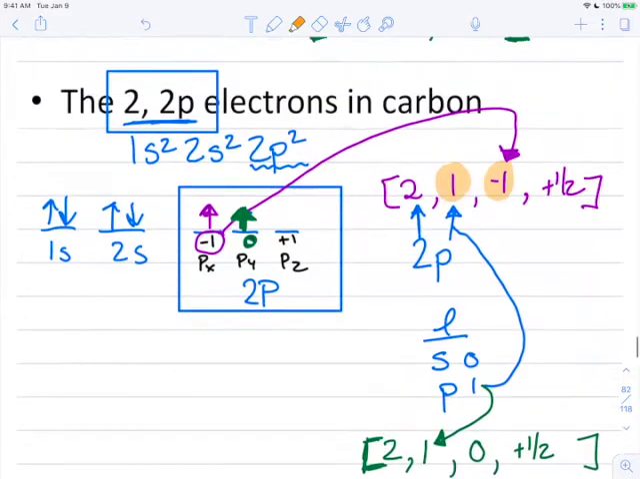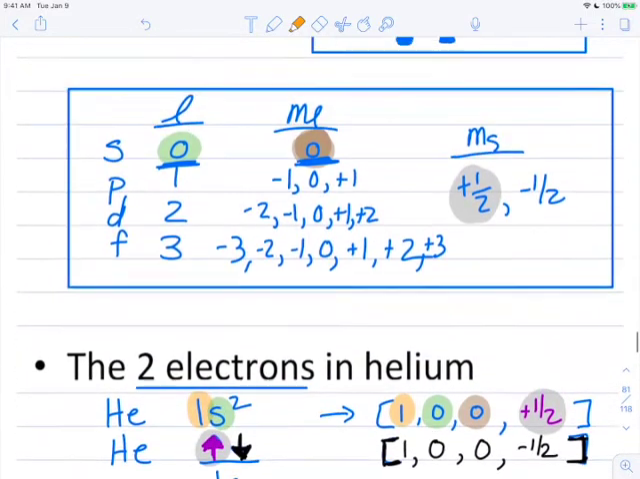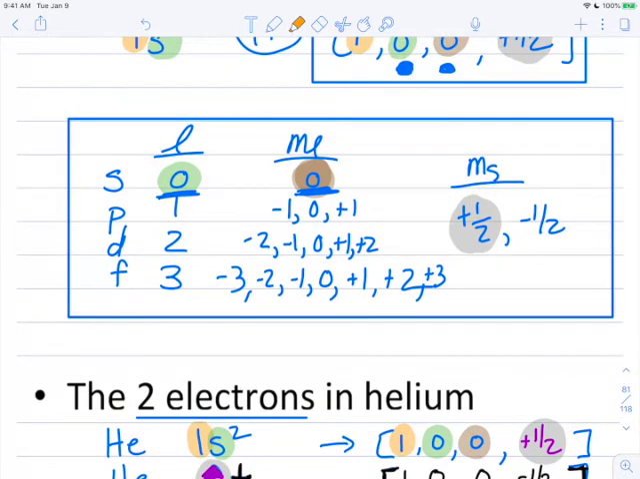So let's go back. So what is the number for L that will correspond to d's? Excellent. So we're looking at this number right over here. Any questions on why we're going to use this number 2 here to designate our L's?